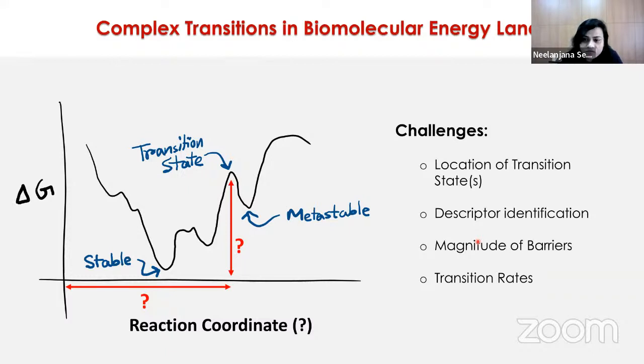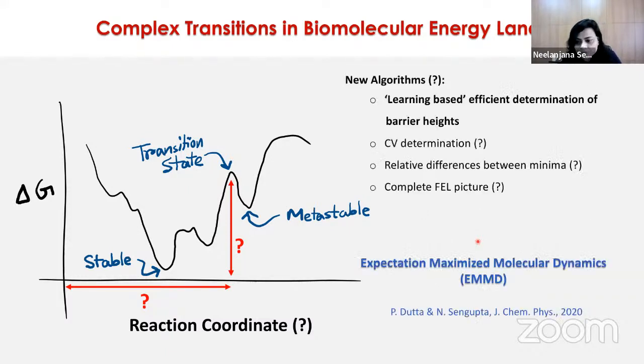And what we kind of started working on is, we started using some very simple statistical ways to at least find the barrier heights of the transition states.